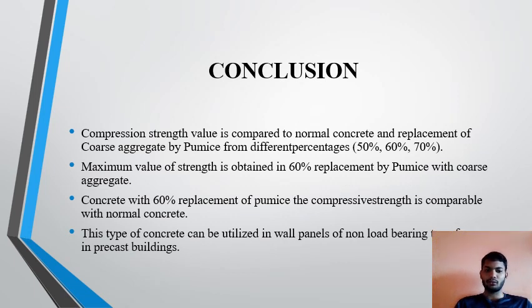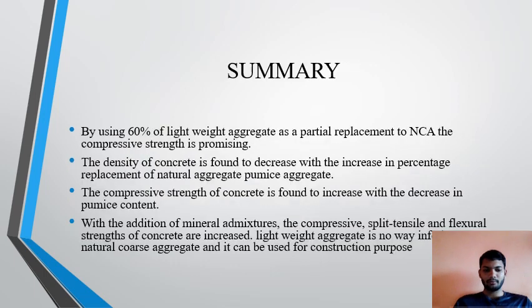After that, conclusion: strength value is compared to the normal concrete, with replacement of the coarse aggregate by pumice at different percentages of 50, 60 and 70. Maximum value of strength was obtained at 60% replacement of coarse aggregate by pumice. Concrete with 60% replacement of pumice has compressive strength comparable with normal concrete. This type of concrete can be utilized in walls, panels, non-load bearing parts, in partitions of buildings.